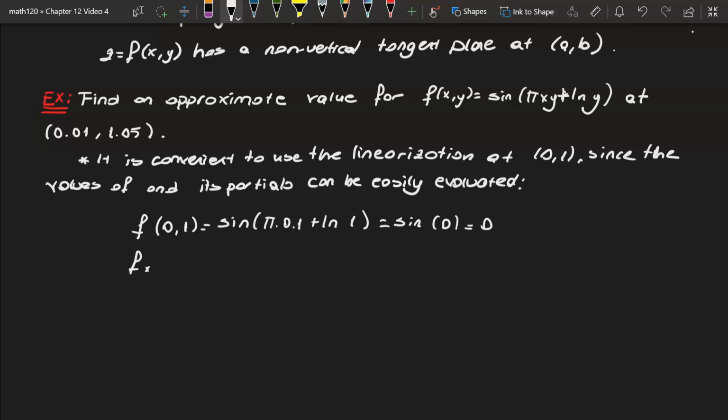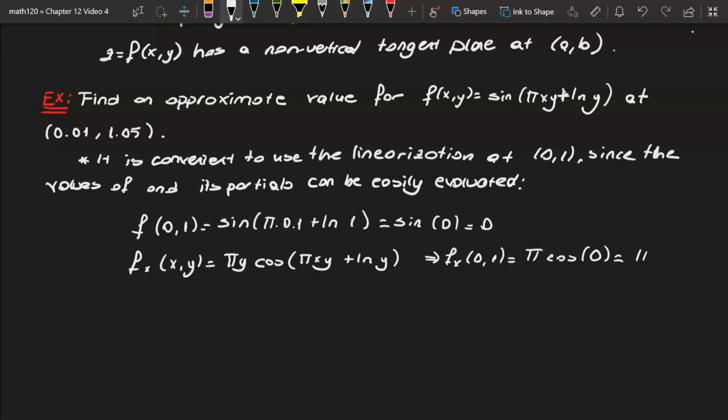What about the partial derivative with respect to x? We have the function sine of pi x y plus ln y. Remember how to compute partial derivatives: y behaves like a constant. We take the derivative with respect to x, so we get pi y times cosine of pi x y plus ln y, and the value of the partial derivative at (0, 1) is pi times cosine 0, which is 1, so we get pi.